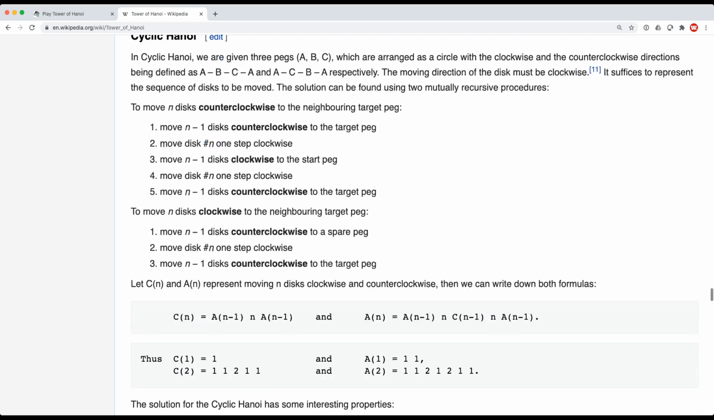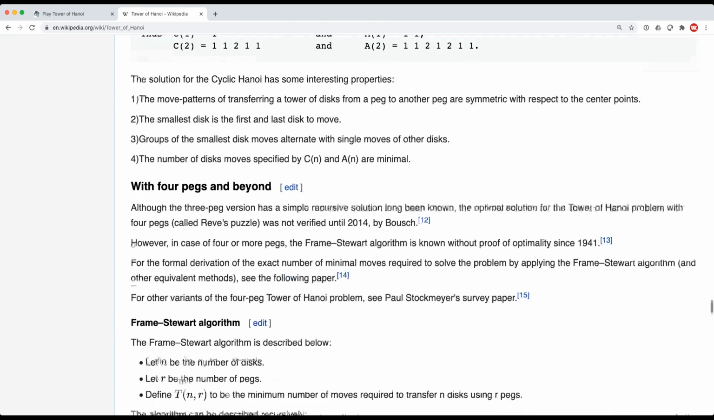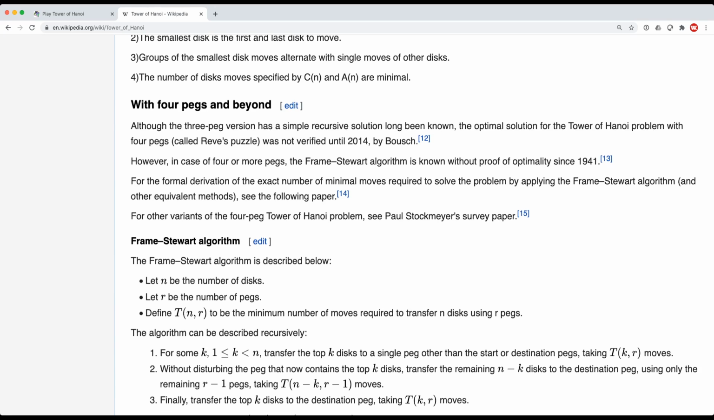And then let's see, there's versions of this where you have more pegs. Okay, so here we did this with 3 pegs, and we were pretty sure just by doing it that 2 to the n minus 1 was the minimum number of moves. But how do we know that that's the minimum number of moves? Well, that's actually a pretty tricky question.